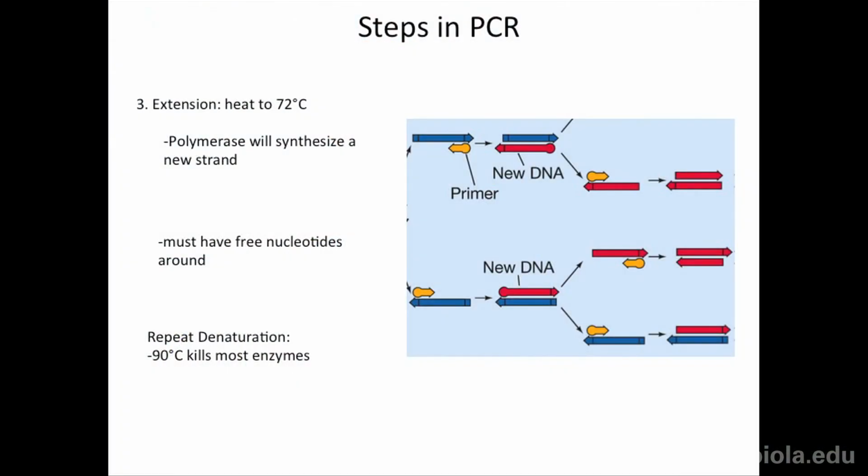All right. So the first step was denaturing at 95 degrees. Second was annealing, allowing those to cool down and base pair. The third step is extension. Here we're going to heat the sample up just a little bit. And we do this because this is the temperature that the polymerase is going to like to be active.